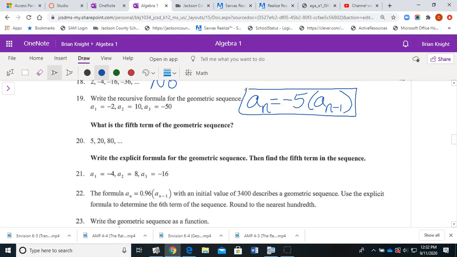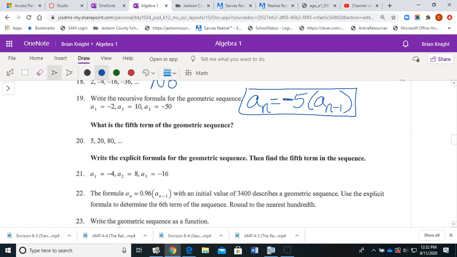Remember I told y'all geometric equations are a lot quicker and easier than the arithmetic ones. All this means is if I want a sub 11, if I want the 11th term, I have to multiply a sub 11 minus 1, which would be which term? The 10th term times what? Negative 5. That's all it's saying. If you want the 12th term, you got to multiply the 11th term by what? Negative 5. If you want the 20th term, you got to multiply the 19th term by what? Negative 5. Okay?